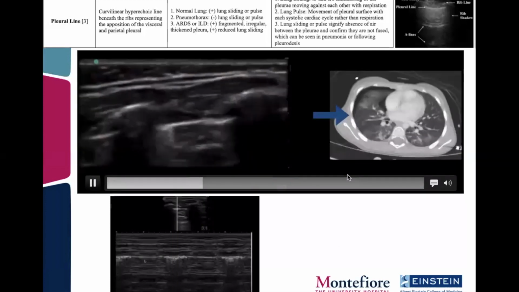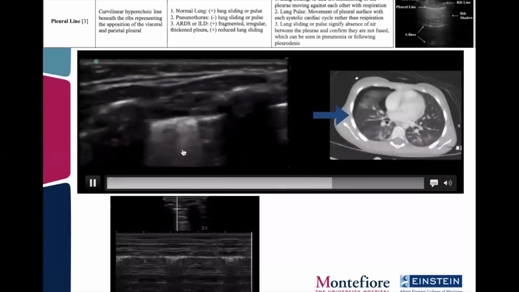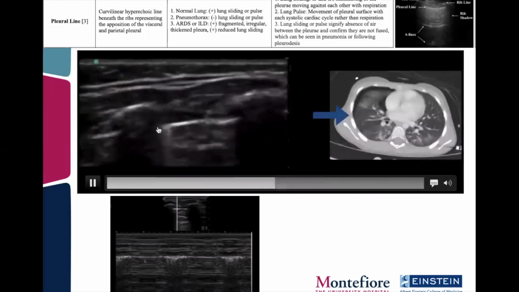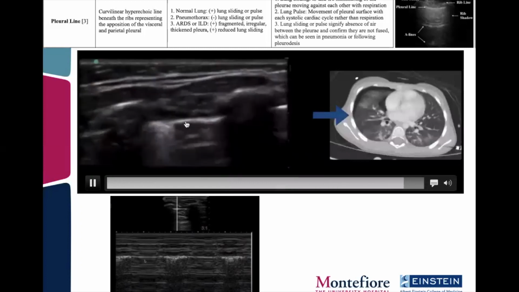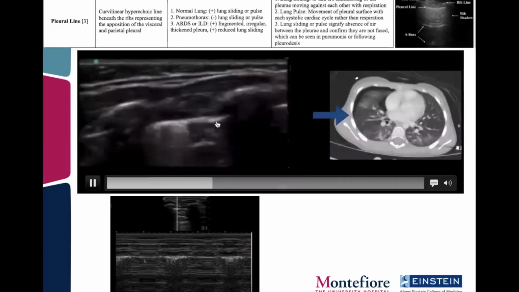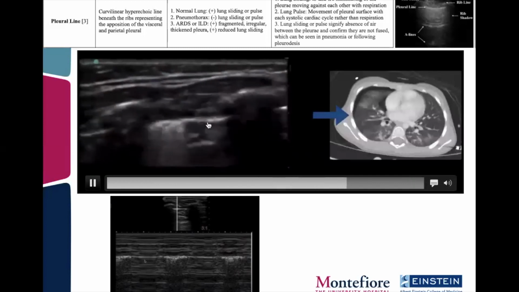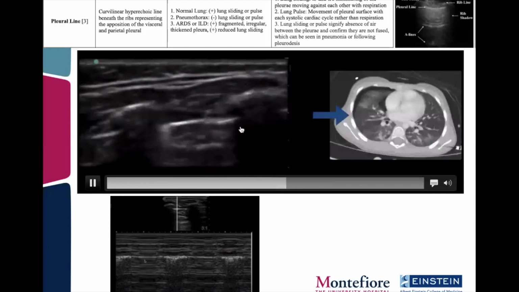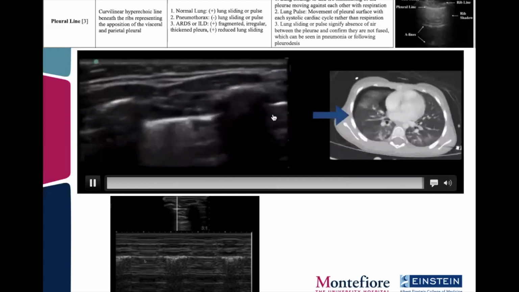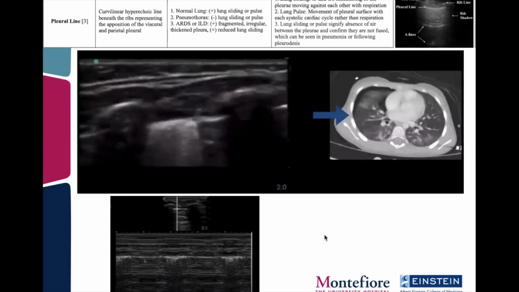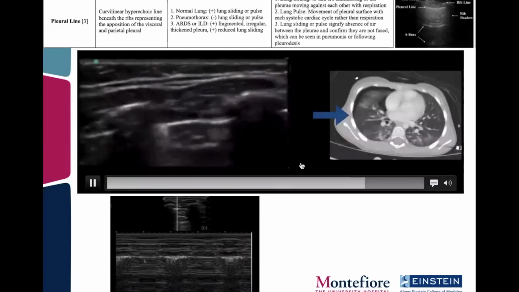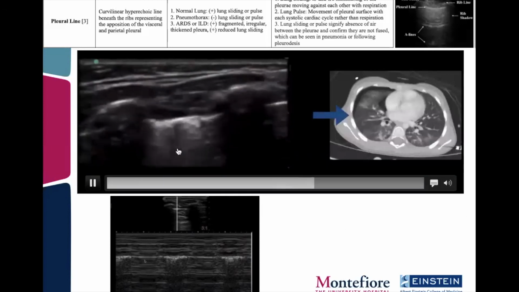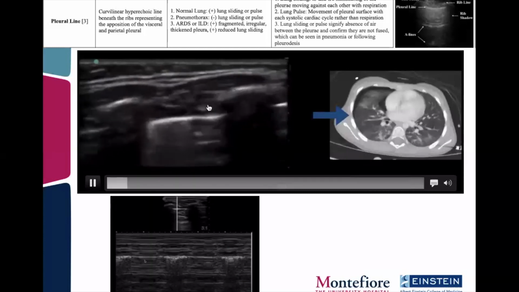What is 100% specific is what we're seeing here, which is lung point. So here we're seeing really the contact point between aerated lung sliding in and the air collection that defines the pneumothorax over here on the right. And on a CAT scan, this arrow is pointing at the exact point that this ultrasound is visualizing. And on M mode, we're seeing that if we were to cut through this point, we can see the alternation between the seashore sign and the barcode sign, really being 100% specific for pneumothorax.